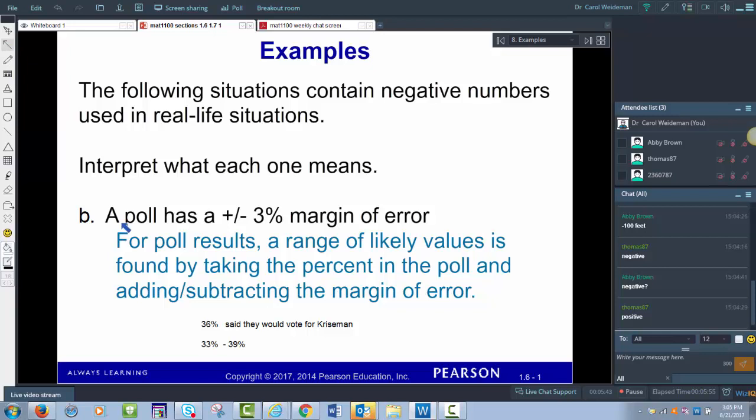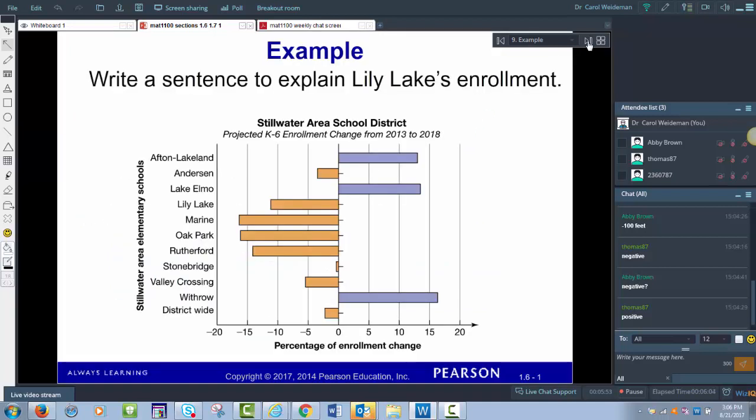If you ever see that in an article or something, it means take whatever the estimate was that they came up with and then add and subtract 3%. So that's a nice application with negative numbers. This one's an application from the book, and they actually have you start reading graphs here.